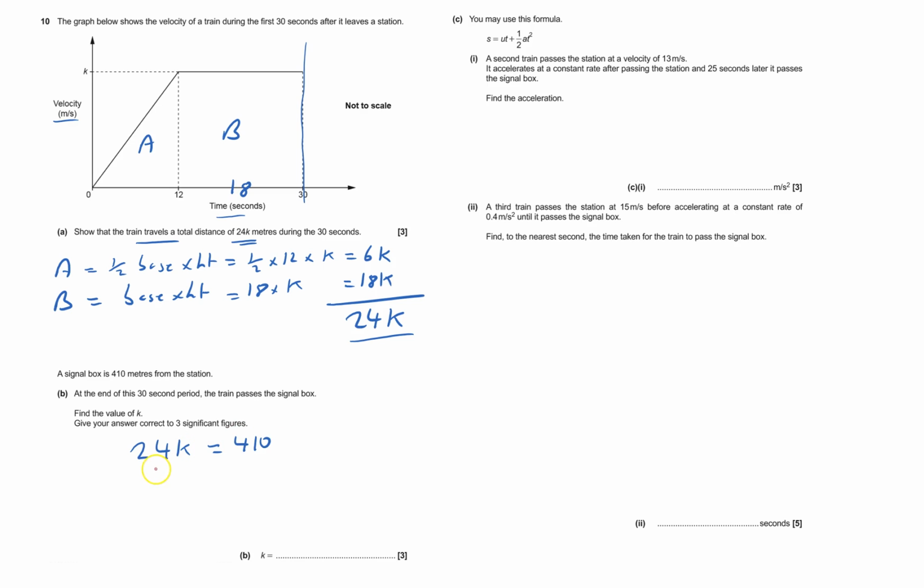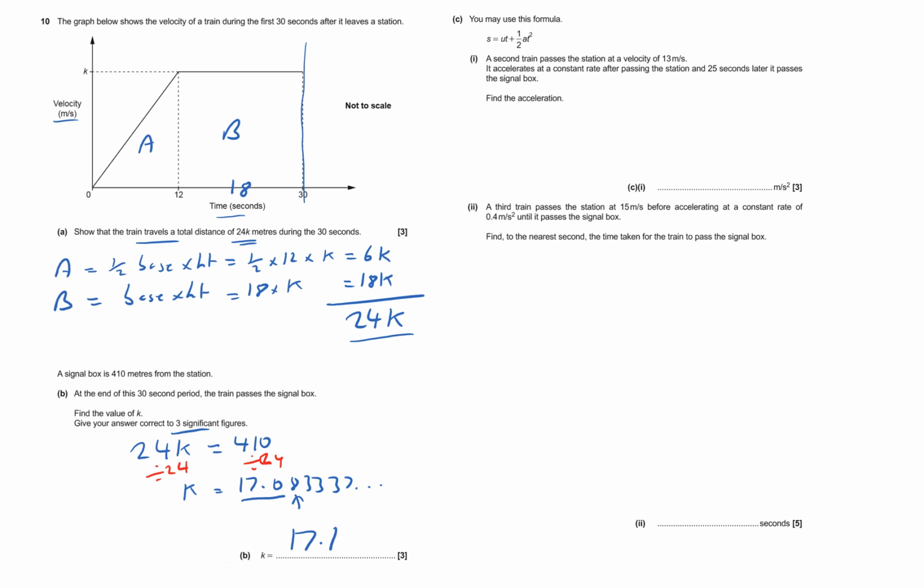Got an equation, do the same thing to both sides. I want to divide both sides by 24, and that will tell me that k equals 17.083333. We want 3 significant figures, so 1, 2, 3 figures. We look at the next number, it's an 8, so I do need to round it up, so that'd be 17.1. And we've got 6 marks so far. There's still quite a few more marks to come.